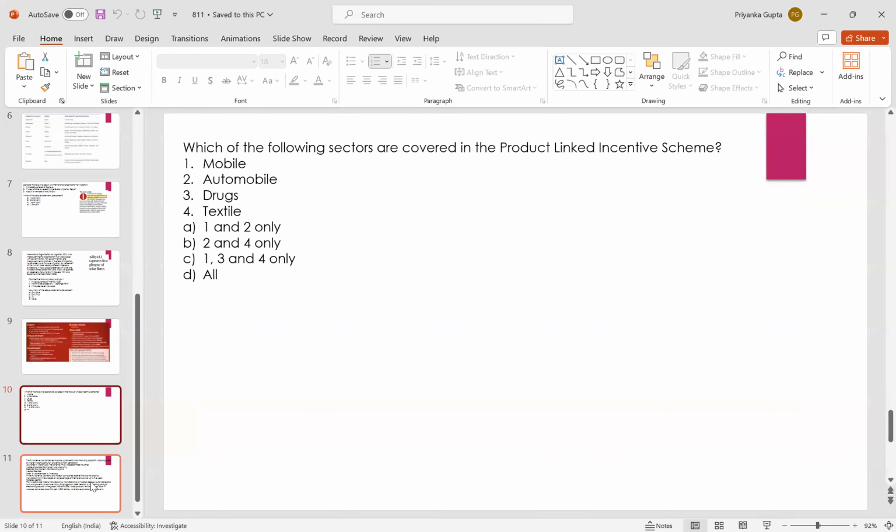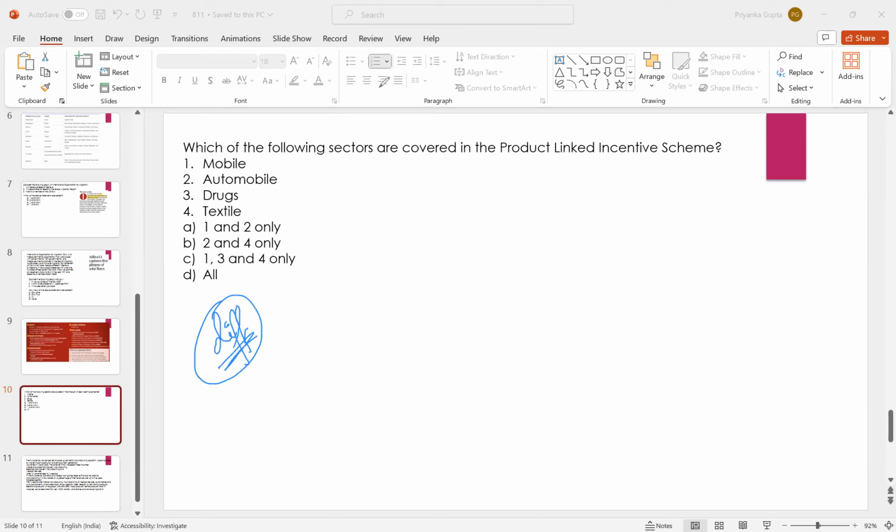So our next and final question for today is, which of the following sectors are covered in the PLI or Product Linked Initiative Scheme? Mobile, automobile, drugs, textile. Again, a comparatively difficult question because it is kind of difficult to remember all the categories. So let us move to the answer slide.